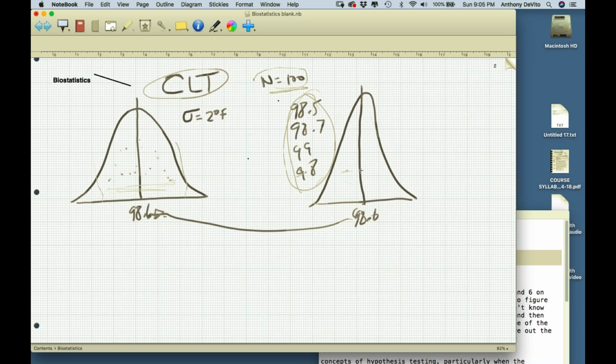And this sampling distribution is going to have a standard deviation. I'm going to call it SD for now. It's equal to the standard deviation of the population over the square root of the sample size. In this case, that would be 2 over the square root of 100, which is 10, so it equals 0.2, a much narrower distribution.